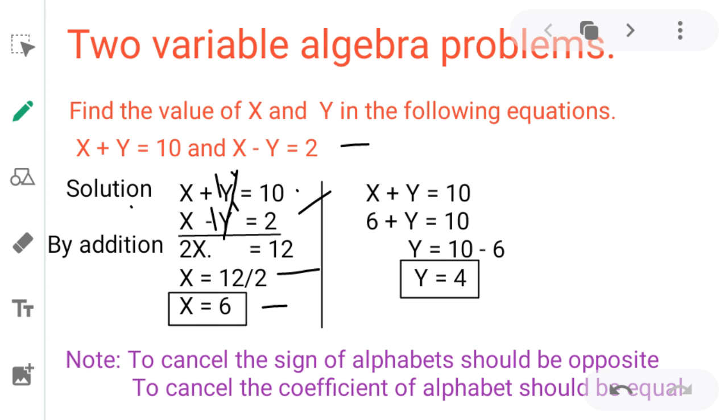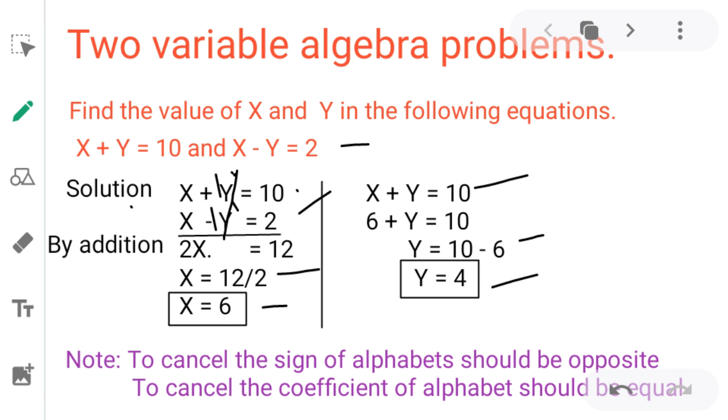Take the first equation, x plus y equals 10. You can take the second also, no problem, but for convenience I have taken the first equation. If x equals 6, then y equals 10 minus 6, so y becomes 4. In this way we can find the value of two unknown terms in expressions if they are given. When finding one variable, we have to cancel the other. That is important.